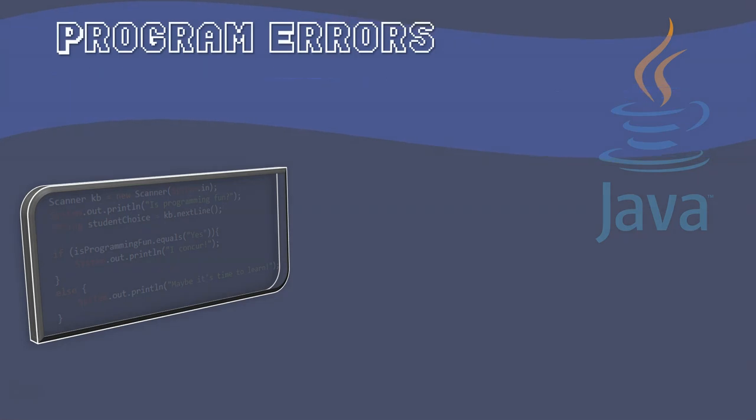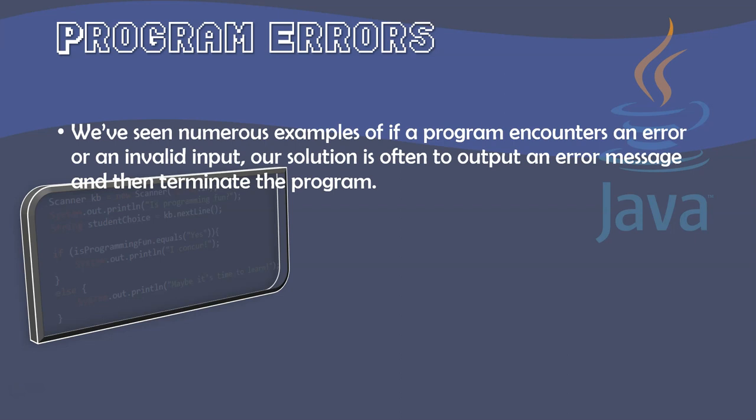Now, the most common thing where we're going to start seeing some of these things with try-catch and exception handling and all these other things we're going to be looking at in this unit, it has to come back to program errors. We have seen in our programming already numerous examples of if a program encounters an error or, let's say, an invalid input. Well, our most common solution with that is to simply output an error message and then terminate the program. Like, for example, we say we want a number and someone types a letter and we say, oh, that's not a valid input, and we terminate the program.